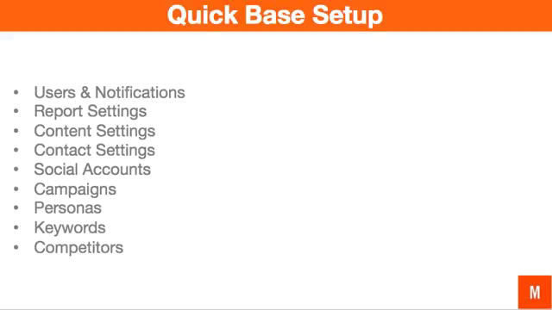So today we're going to talk, as I said, about the base setup. We're going to cover users, report settings, content settings, contact settings, social accounts, campaigns, personas, keywords, and competitors. We're going to try to do this in under 5 minutes. We find that the HubSpot version, obviously you can do it, but it's kind of designed for people that have no experience in digital marketing, and we find it very slow.